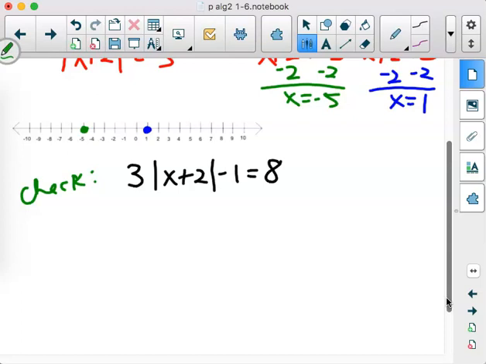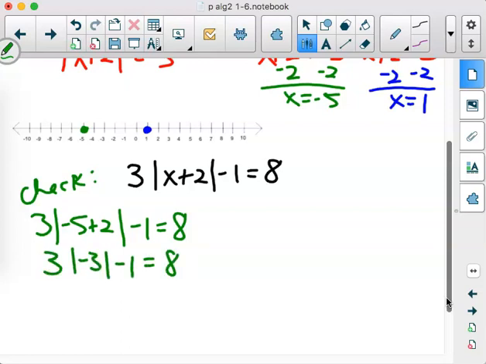All right. My green answer was -5. Order of operations says we got to start in those grouping symbols first, and absolute value bars are grouping symbols. So what's -5 plus 2? -3. What's the absolute value of -3? 3. What's 3 times 3? 9. -1? Oh, it works. Green one's good.